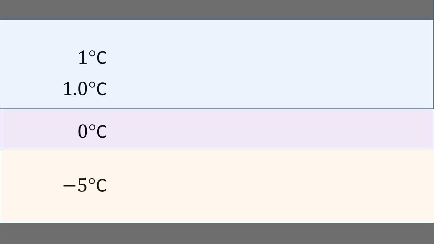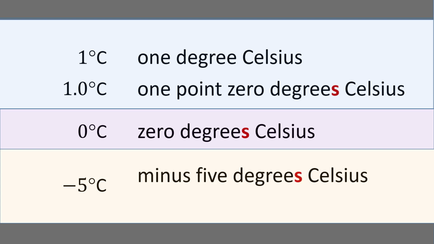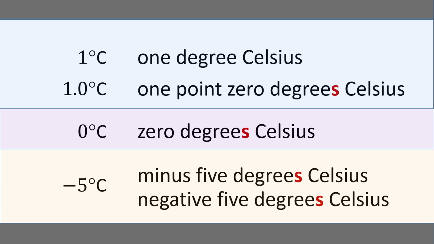So let's look at temperatures. This one's 1 degree Celsius. This one's 1.0 degrees Celsius. Whenever you say the decimal, you need to make it plural. 0 degrees Celsius. And this last one can be read two ways. -5 degrees Celsius or minus 5 degrees Celsius.